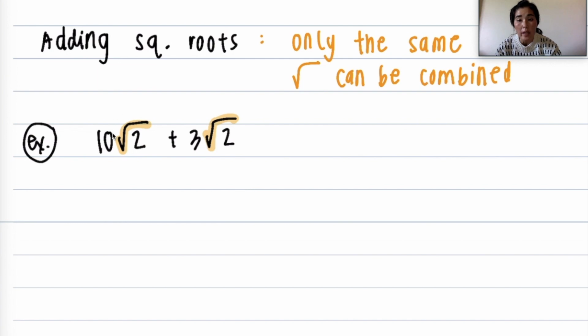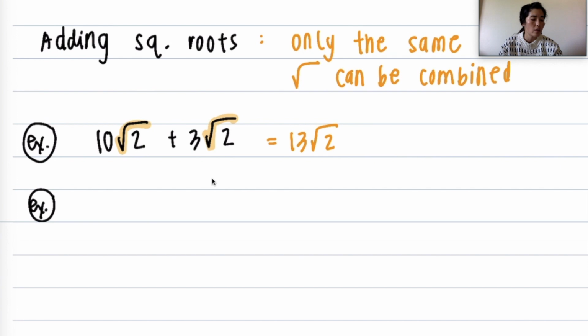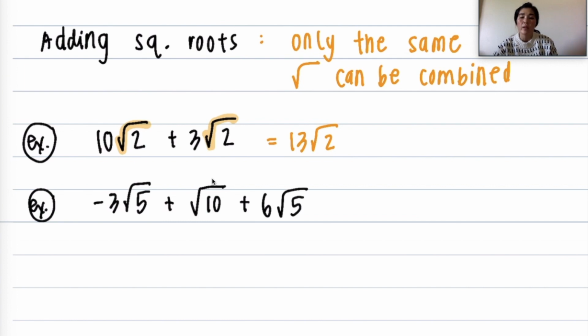So here we have 10 rad 2s and here we have 3 rad 2s. So because they are the same radical value, we can combine them together. And so if I do that, this would give me 13 rad 2s. So again, combine the ones that are the same. Now, for example, let's say that we had instead negative 3 rad 5 plus rad 10 plus 6 rad 5. So again, we can only combine the ones that have the same radical value.